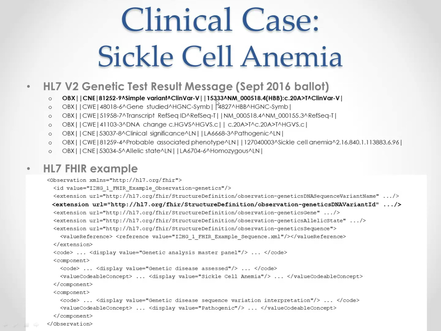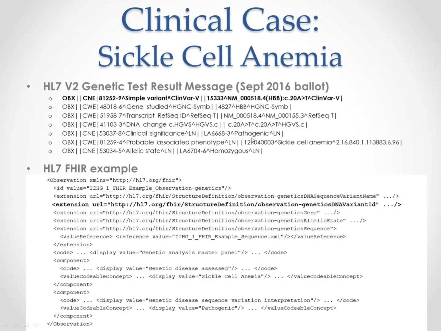The way that they recommend doing it is the code system is ClinVar, the code is the ClinVar ID, and the display name that they recommend using is the HGVS syntax. So given that you know the ClinVar ID, you could just look up what gene is studied, the HBB gene. You could look up what the reference sequence is. You could look up exactly what the DNA change is. You could look up the clinical significance, and you could look up the probable associated phenotype.